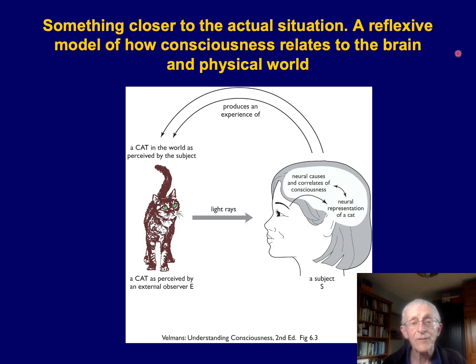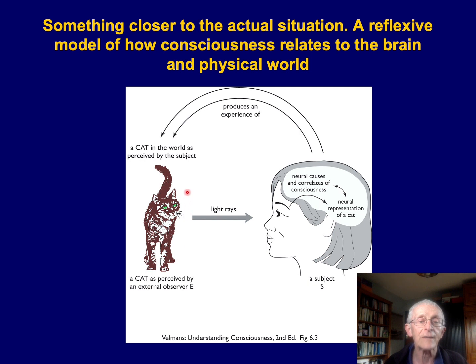So the question arises about how can one model that situation? And that's what led to my first publication on this subject, in which I developed what I called a reflexive model of how consciousness relates to the brain and physical world. And here we have it all represented in this simple diagram. And you'll see that much of this diagram is exactly the same as the ones that we've seen before.